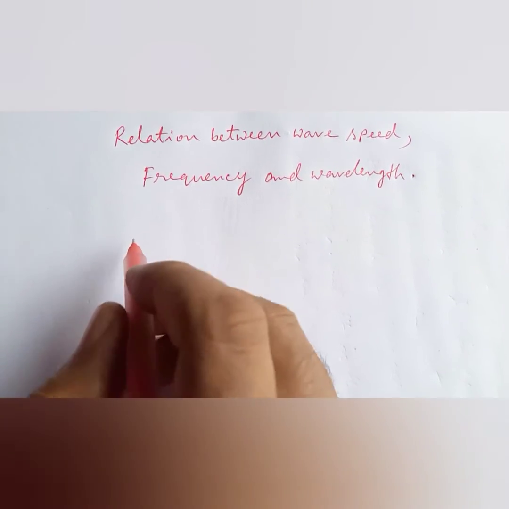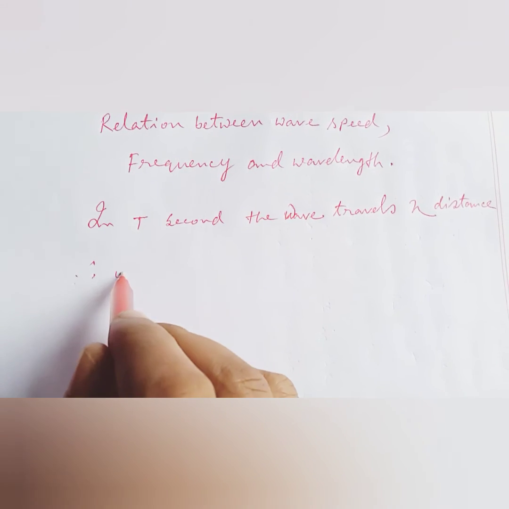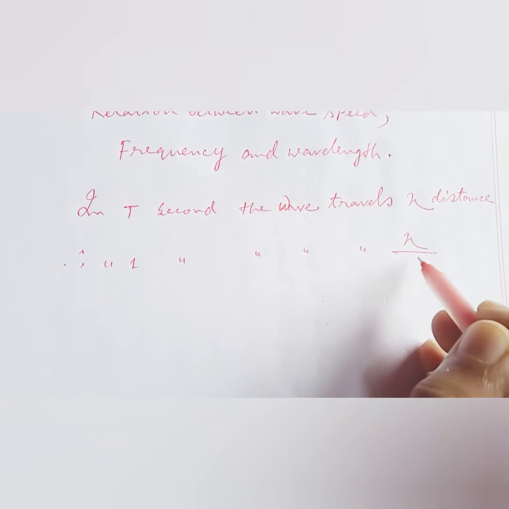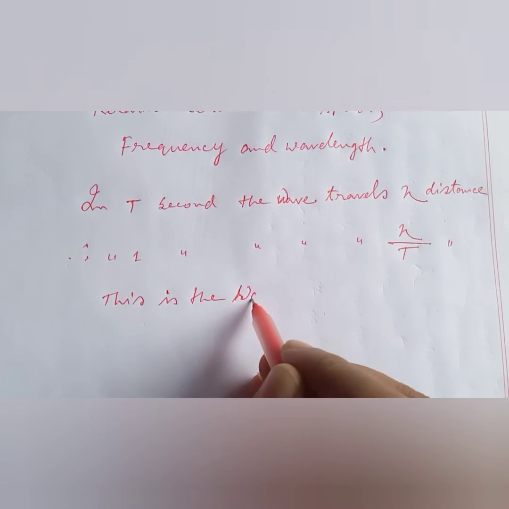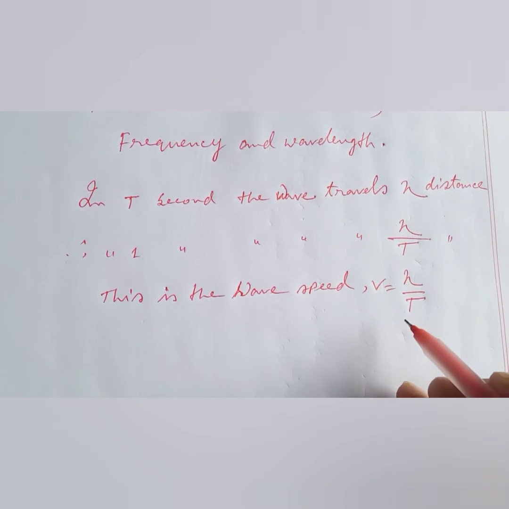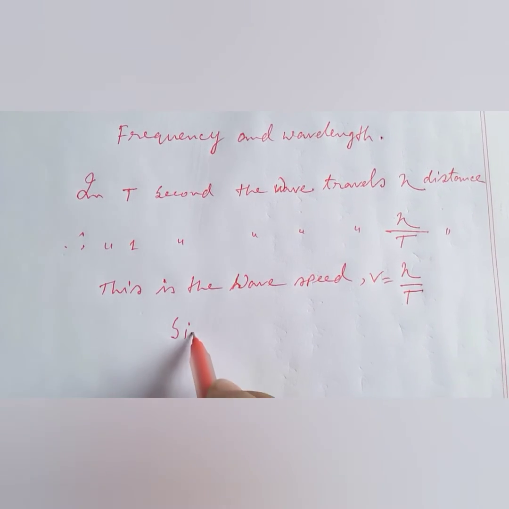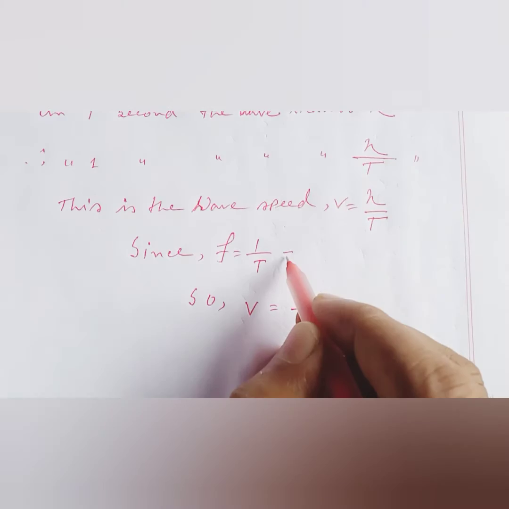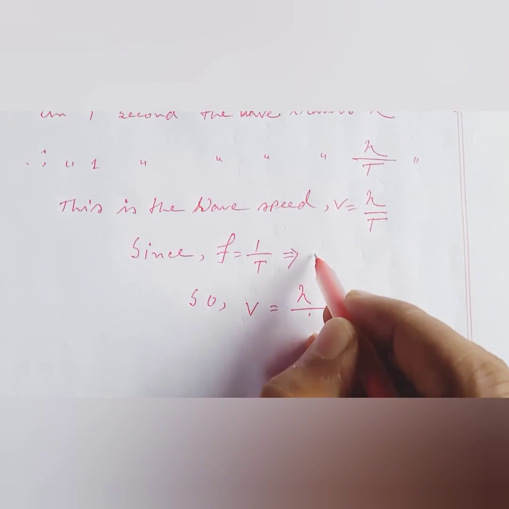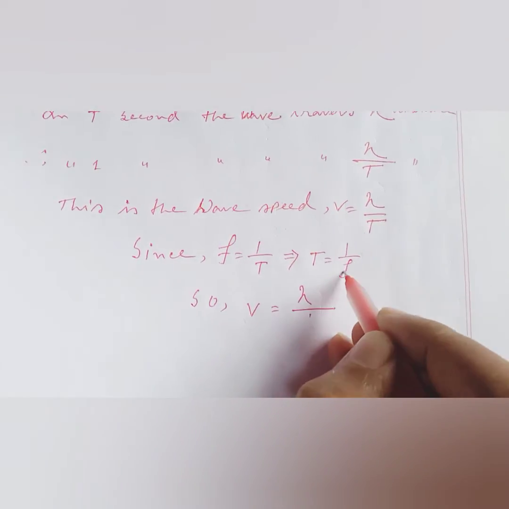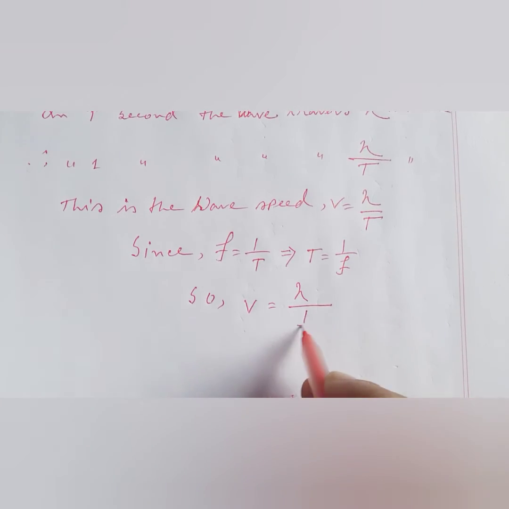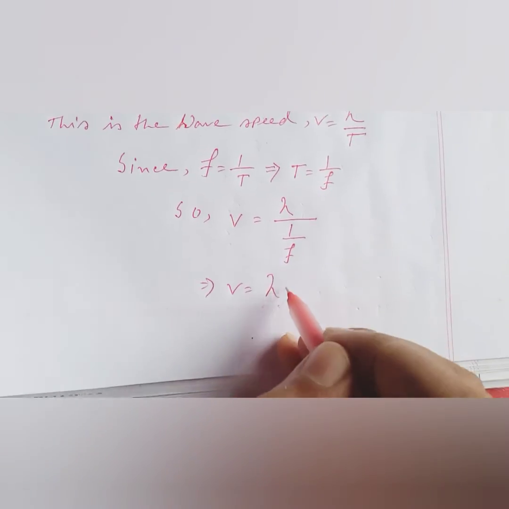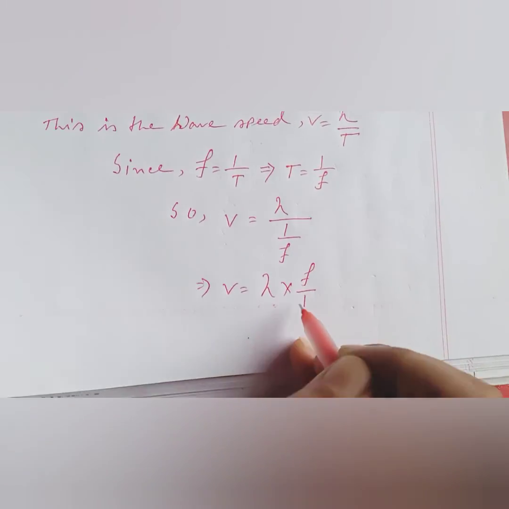In T seconds, the wave travels lambda distance. So in 1 second, the wave travels lambda by T distance. This is the wave speed, so velocity v equals lambda by T. Since f equals 1 by T, that means frequency equals 1 by time period, so T equals 1 by f. So if we put this value T equals 1 by f in v equals lambda by T, instead of T, 1 by f, then it will be v equals f lambda.